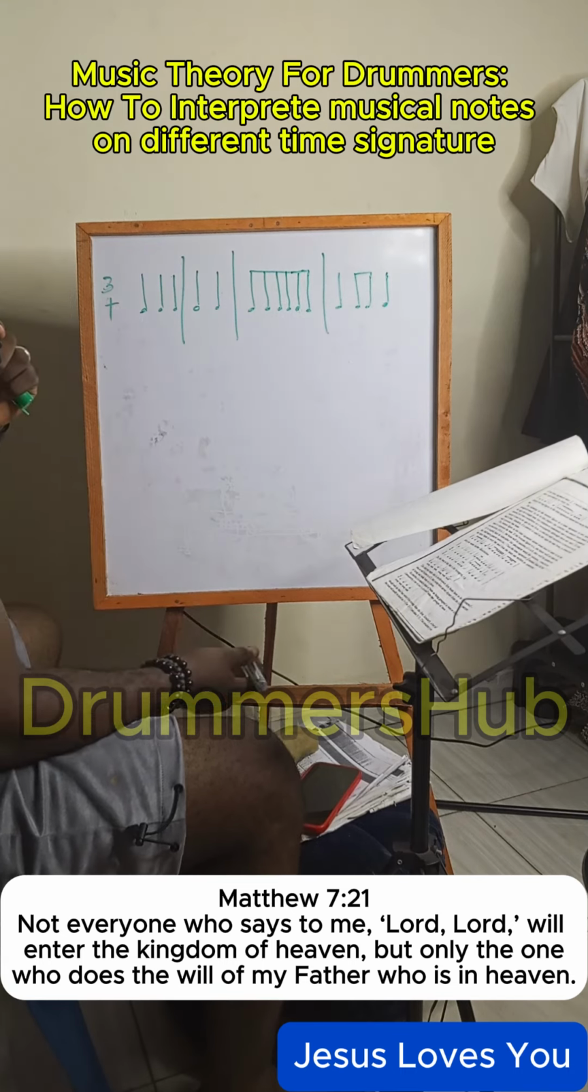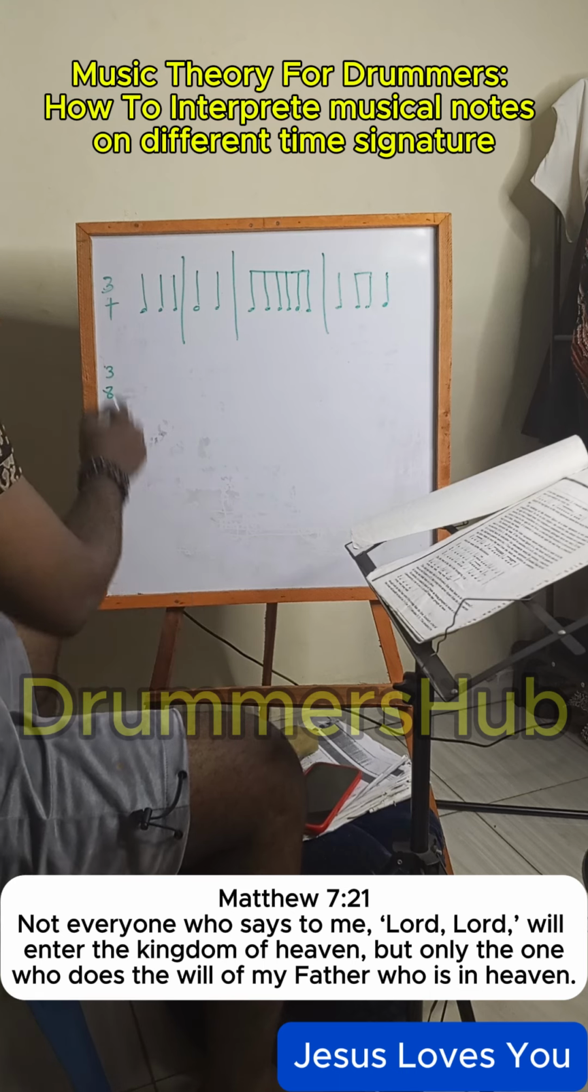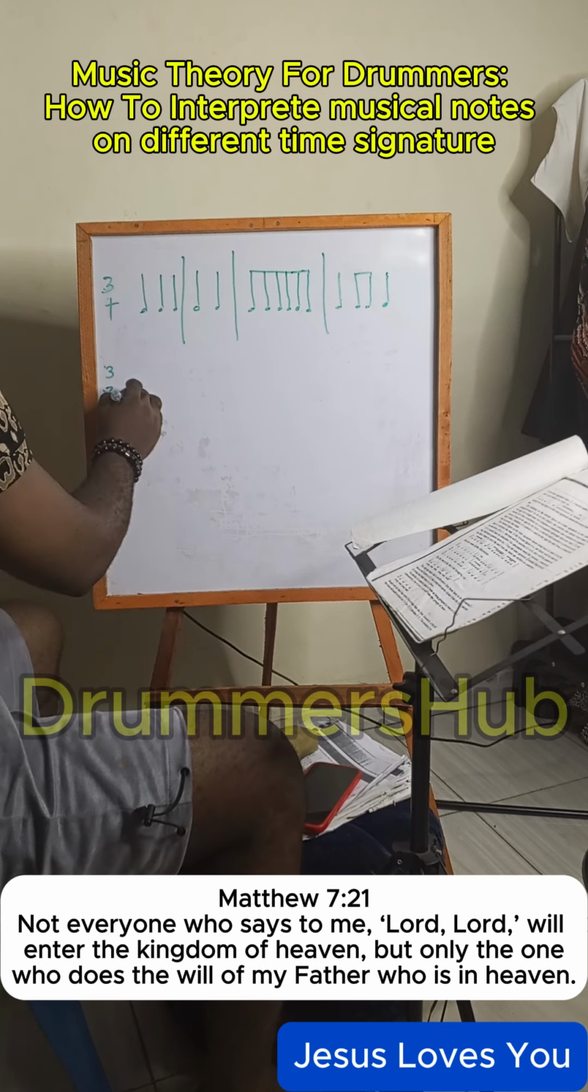So you could have another time signature such as 3/8. So in 3/8 we are having 3 quavers in a bar. This time not 3 crochets. So we're having 3 quavers in a bar. That's what 3/8 means. 3 quavers in a bar.